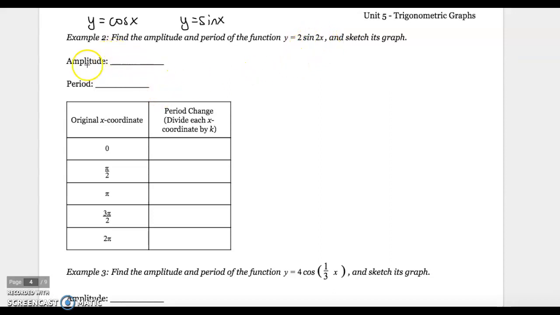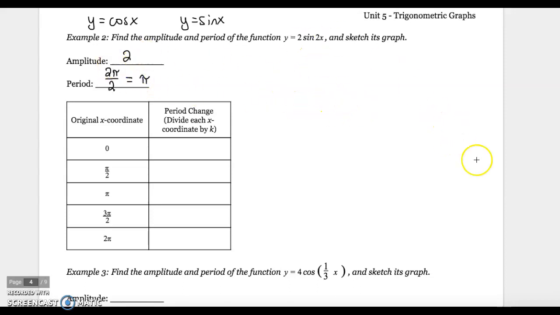So the amplitude for a sine or cosine function is affected by the number that's multiplying out front. It's the absolute value of that number. So the amplitude of this function is actually going to be 2. And for the period of this function, the normal period is 2 pi, so we do 2 pi divided by whatever number is inside of your sine or cosine function that's multiplying the x. So 2 pi divided by 2, and that reduces to just pi.